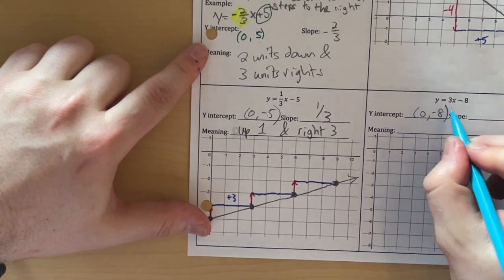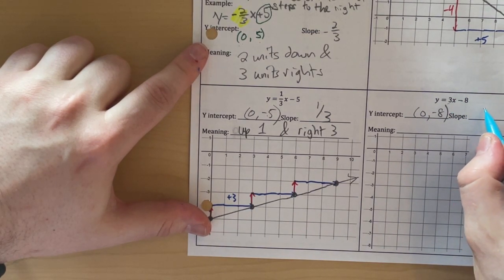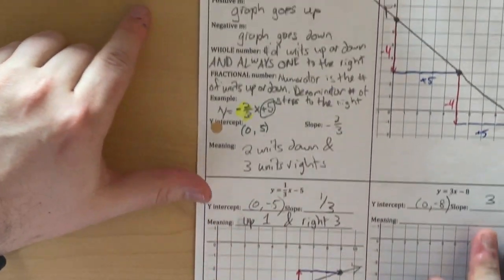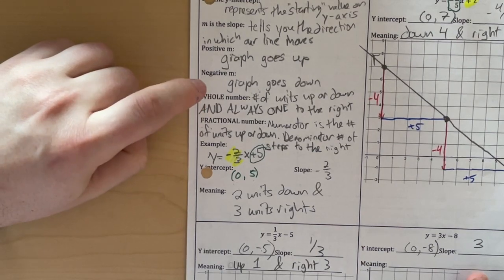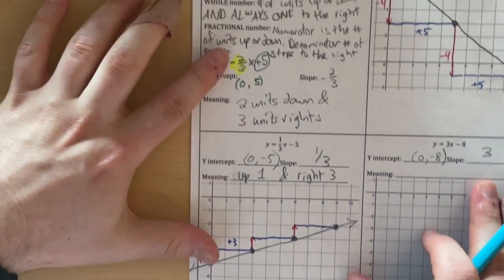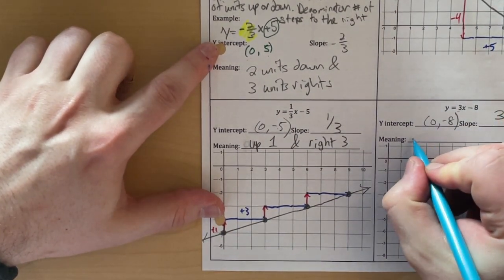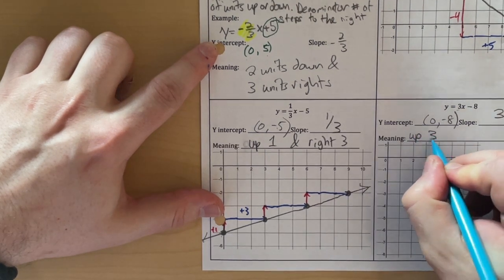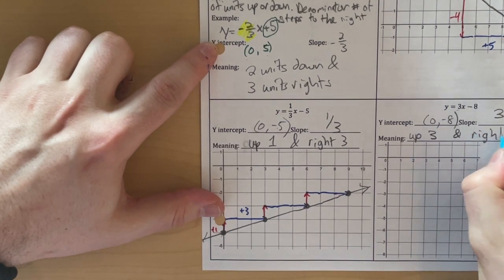That means our slope for this, again, that's that value attached to a variable x, is gonna be 3. And so what does that tell us? Well, if we think back to what we defined up here, we said it's a whole number. So it's always gonna be up or down, but always one step to the right. So given the slope is 3, we're gonna say we move up 3, and then we go right 1.